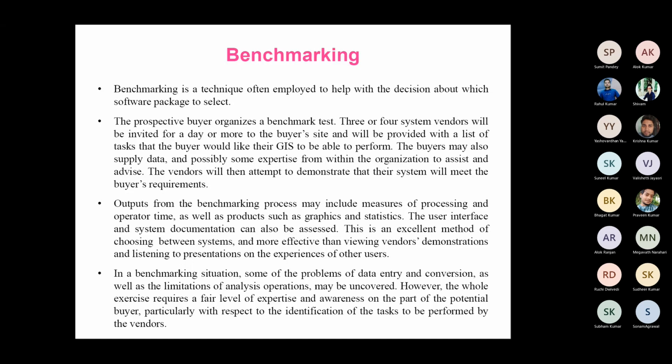If you see the reverse method, instead of going to the market, if we invite the vendors to our own place, then it is called benchmarking. In benchmarking, the organization that wants to purchase the software makes a benchmarking test. They will invite 3 to 4 vendors to their own place. They will give the list of the functions they require from a GIS, and the list of problems that need to be performed by the GIS.